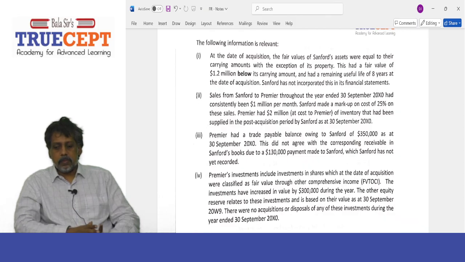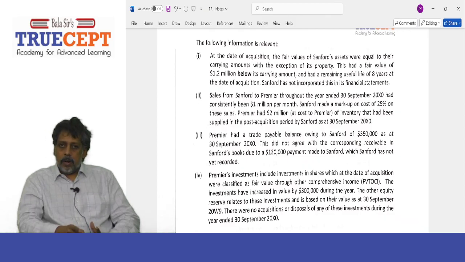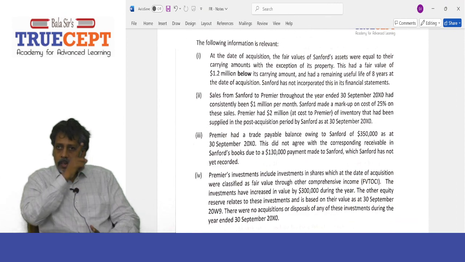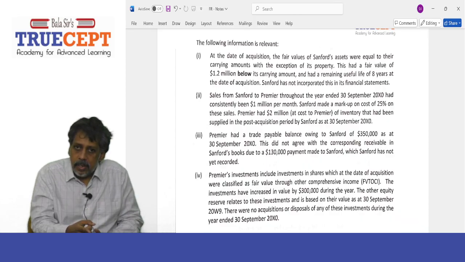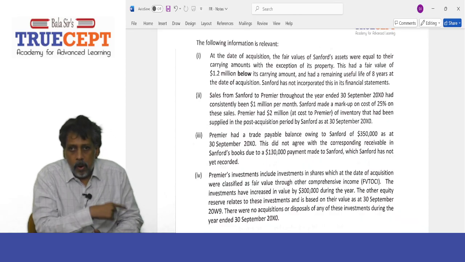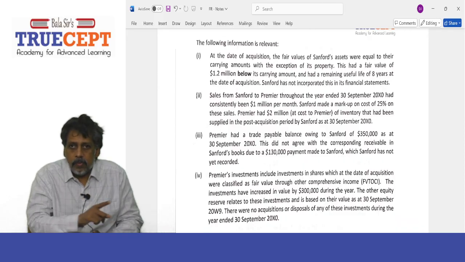Sanford has not incorporated this in its financial statement. That means Sanford has not accounted for this downward revaluation. As a result, even the depreciation number will be wrong, right? So you are supposed to adjust those two for the purpose of consolidation.